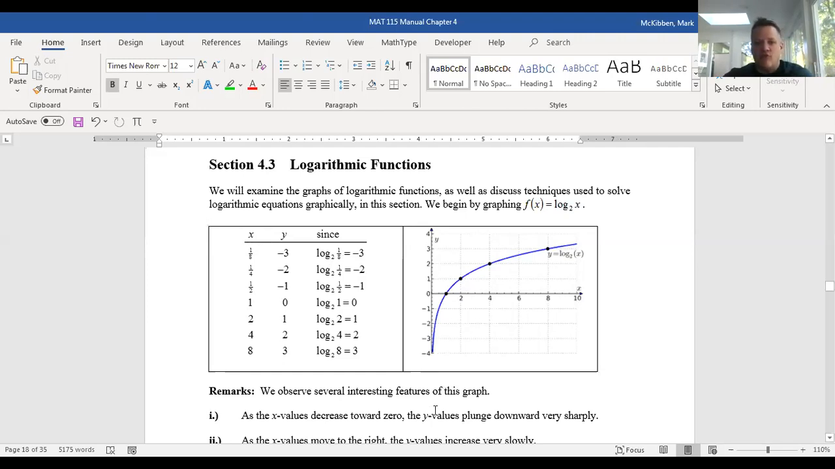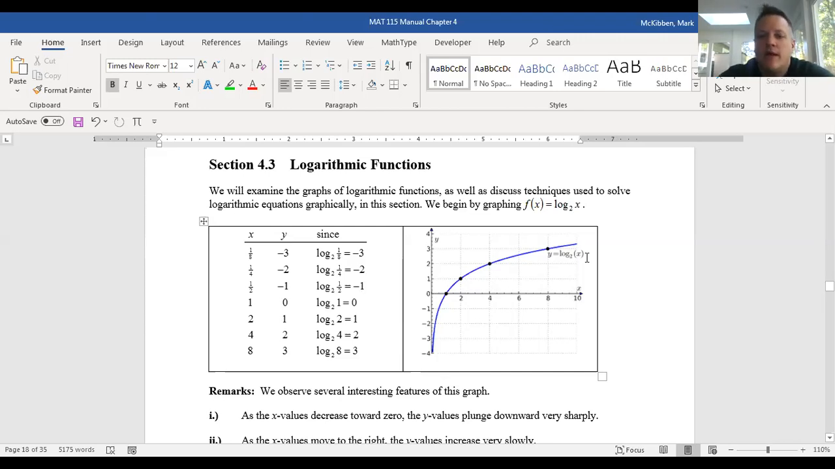As you move forward, if I put 1/4 in for x, 2 to the minus 2 is equal to 1/4. And so we have a value right here at 1/4. At 1/2, 2 to the minus 1 is equal to 1/2, so we're at this point. Note that if I put a 1 in there, as we saw before, the only number you can raise 2 to get 1 is 0. And so it crosses the x-axis at that point. And then going forward, these numbers are getting larger.